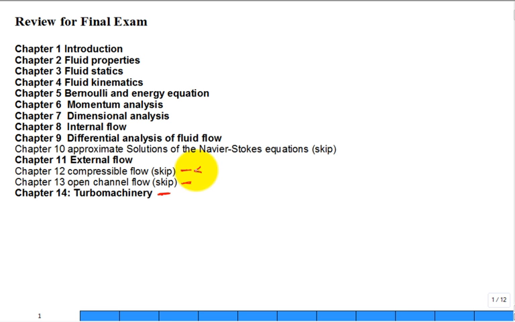This would be good for the aeros. This would be great for the civils, mechanicals. We'd rather do turbo machinery, something about pumps and fans and rotating equipment. External flow we spent quite a bit of time on.